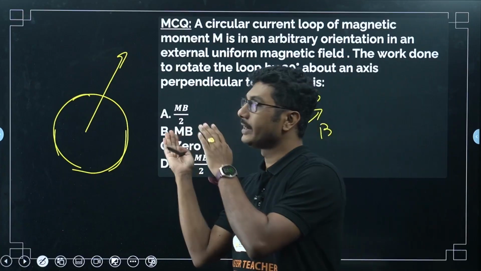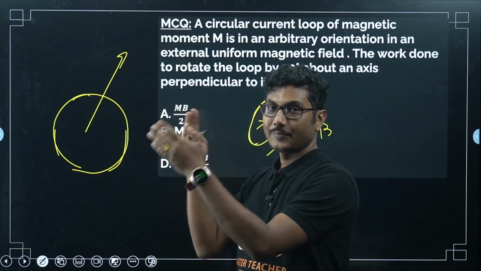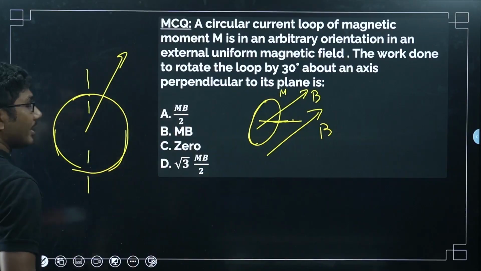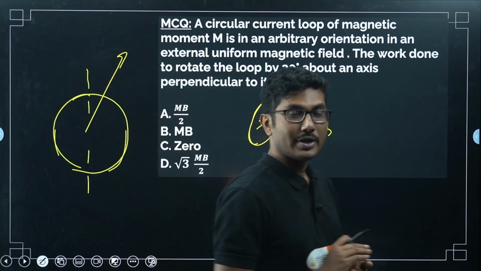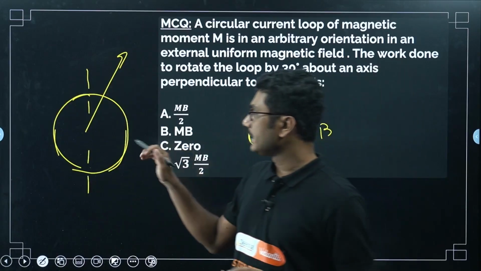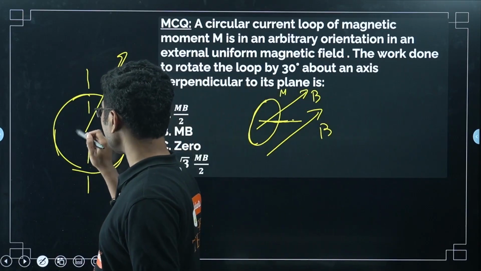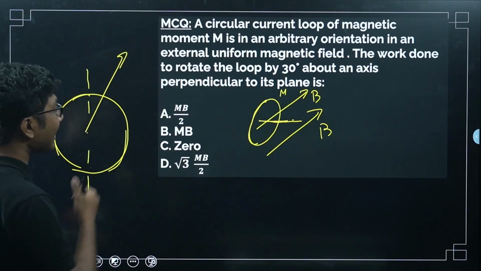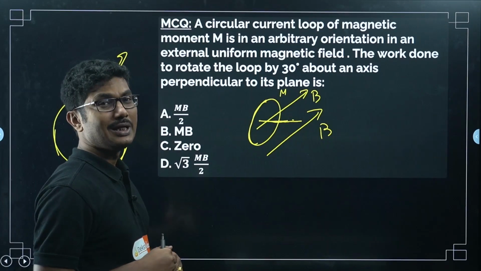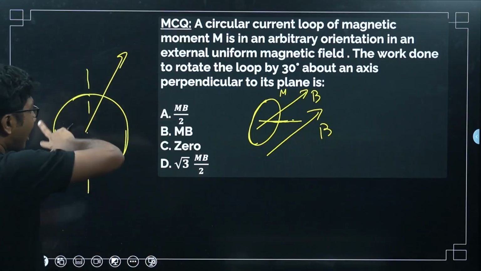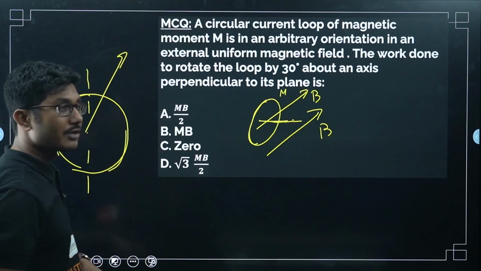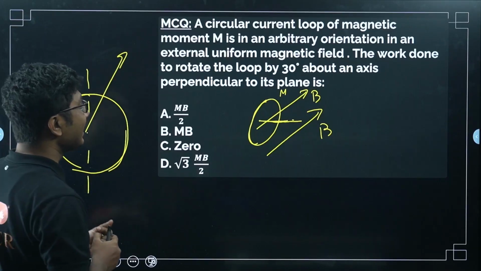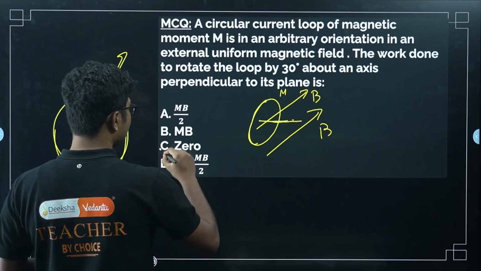If you had rotated it about a diametrical axis, then something would have changed. But if you are rotating it along this axis, that is, the axis outside the plane, then nothing is changing. So we can say that in this case the work done should be 0, because it does not matter how much angle you are rotating, nothing is changing symmetry wise. So the work done must be 0.